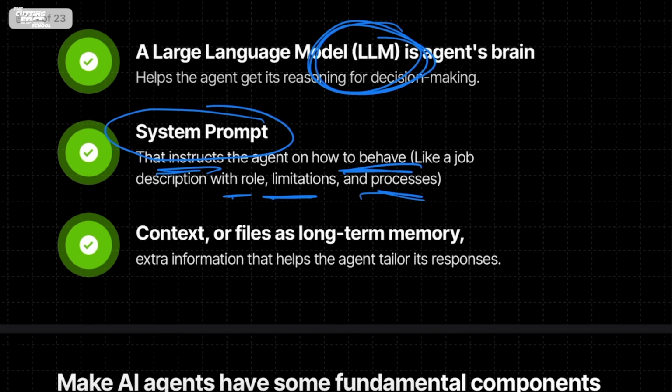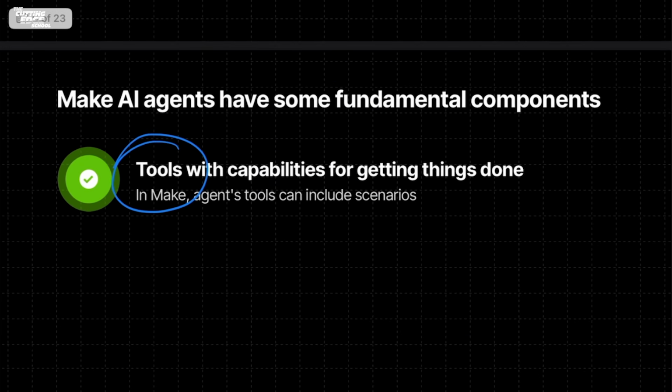And then once you have the system prompt and the LLM, you need to give context or files as long-term memory, because it needs to remember who you are and what you are trying to achieve. What are some data points that you want the agent to remember in any transaction, in any conversation that you give. In the end, once it has a brain, once it has the instructions, once it has data, you need tools. And it's almost like a robot, right?